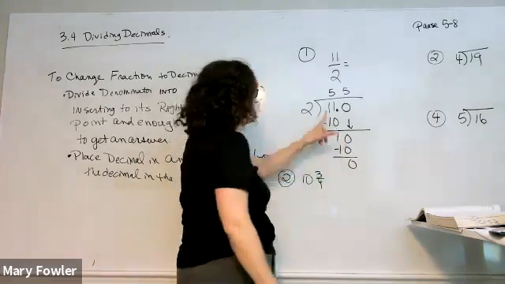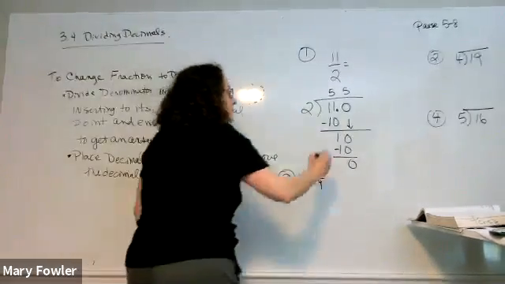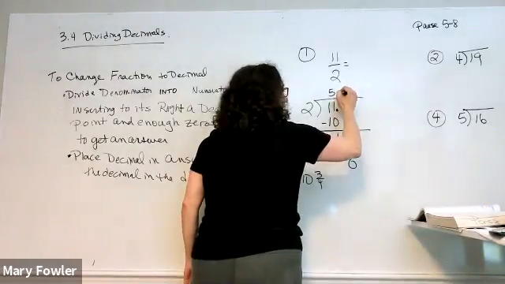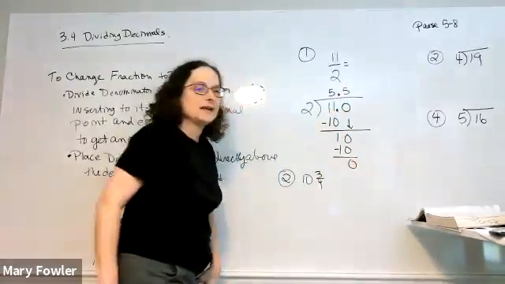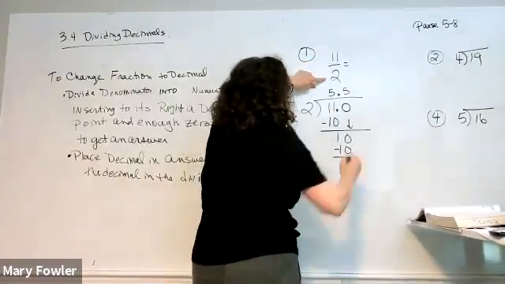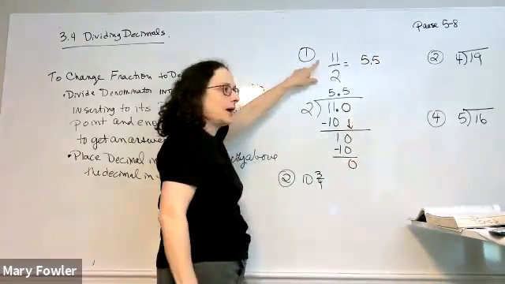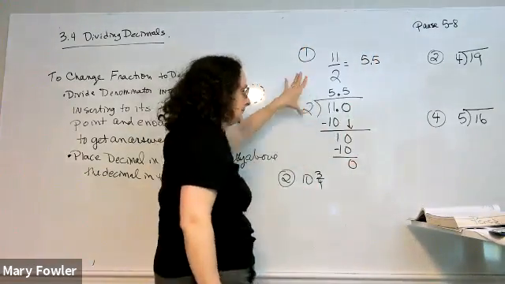Then what we're going to do is place the decimal point in the answer directly above the decimal point that was inside the little dividing house. So we see that 11 over 2 is equal to 5.5. It's 5 wholes and 1/2.